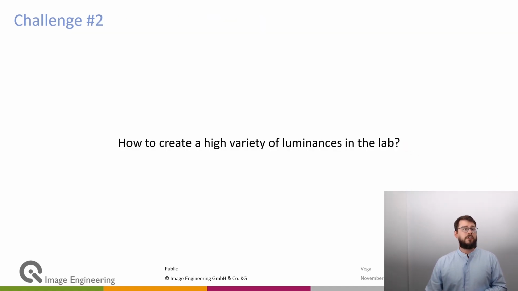So let's take a look at our next challenge. It's how to create a variety of luminances in a lab. Usually you just dim your light source, but dimming a light source introduces different challenges again. Dimming light sources, for example, with tungsten or with LEDs, introduces color shifts. And this might become an issue with testing.